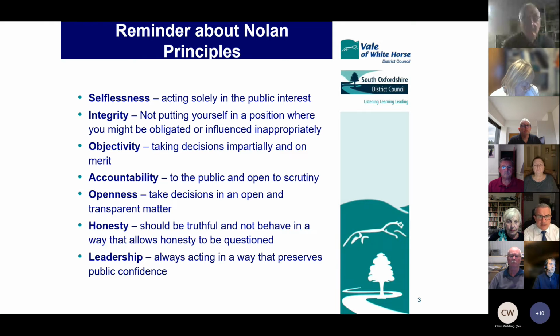I don't intend to go through them in any great detail, but the fundamental point is that they should really dictate how we operate in public life. They are there for very good reason, and are intended to protect the public and make sure that there's integrity in our dealings as public servants.